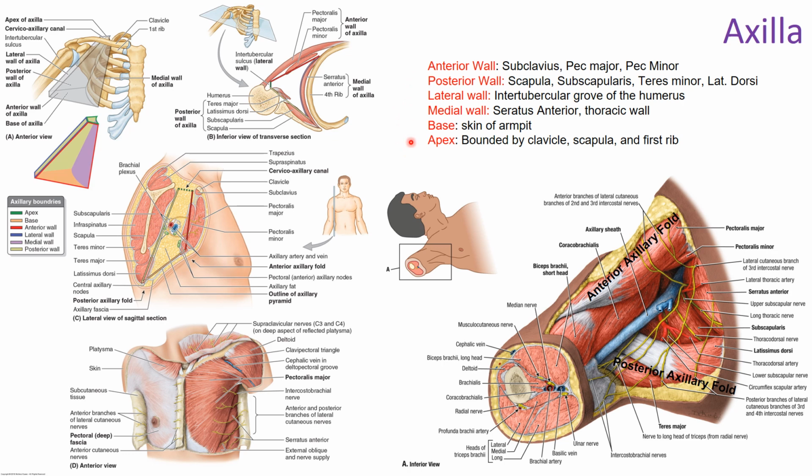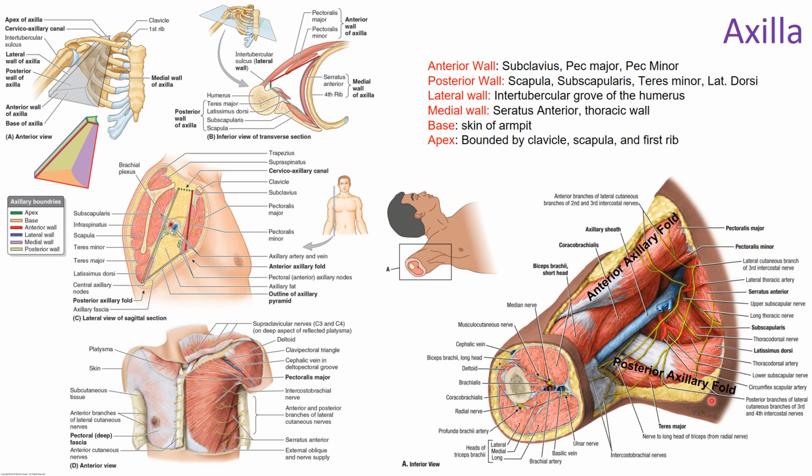The last two things that I want to point out are the anterior axillary fold and the posterior axillary fold. The anterior axillary fold is going to be formed by your pectoralis major. So this is the lateral border of the pectoralis major. If you put your hand towards your armpit, this is going to be what you're feeling anteriorly. So that anterior axillary fold is formed by the pectoralis major muscle.